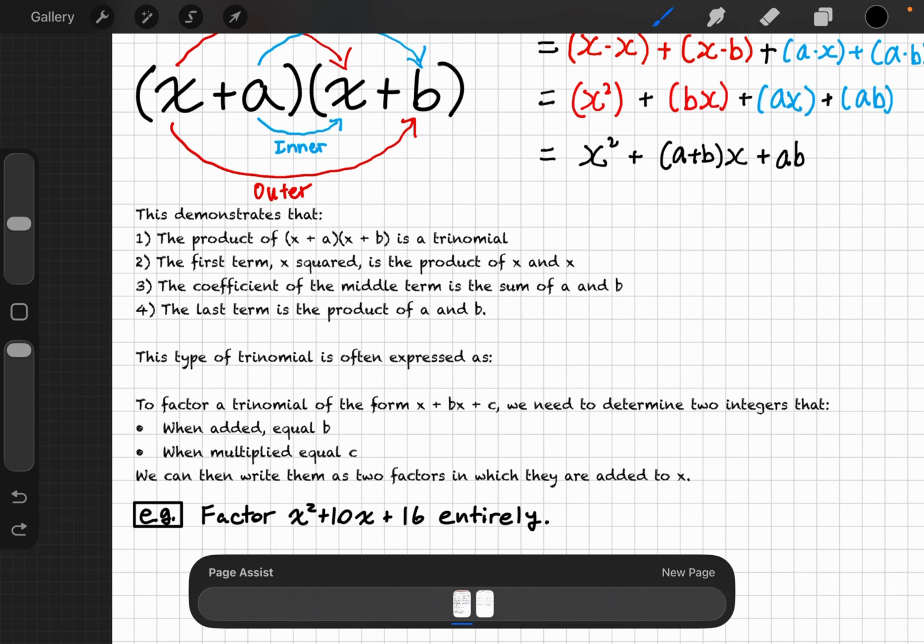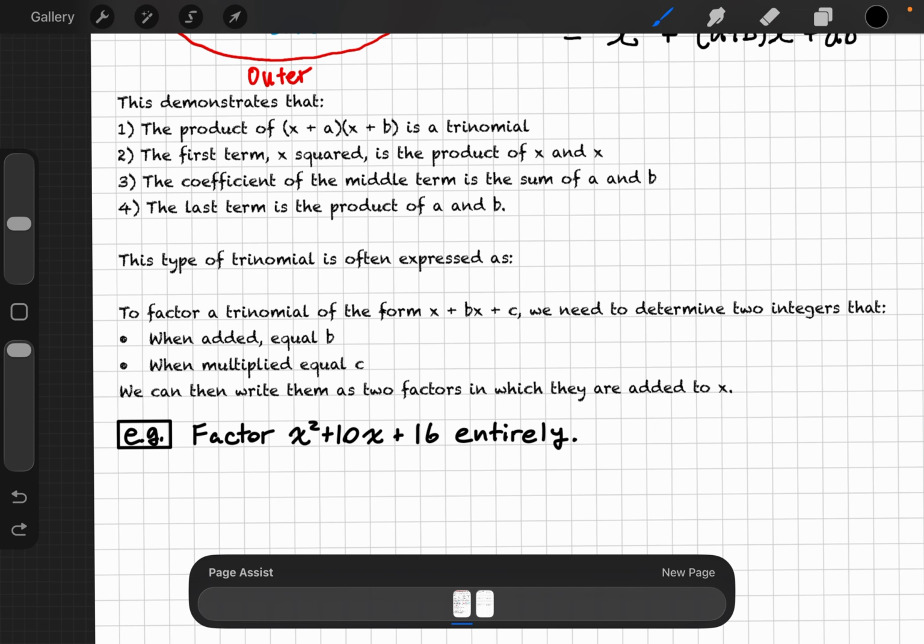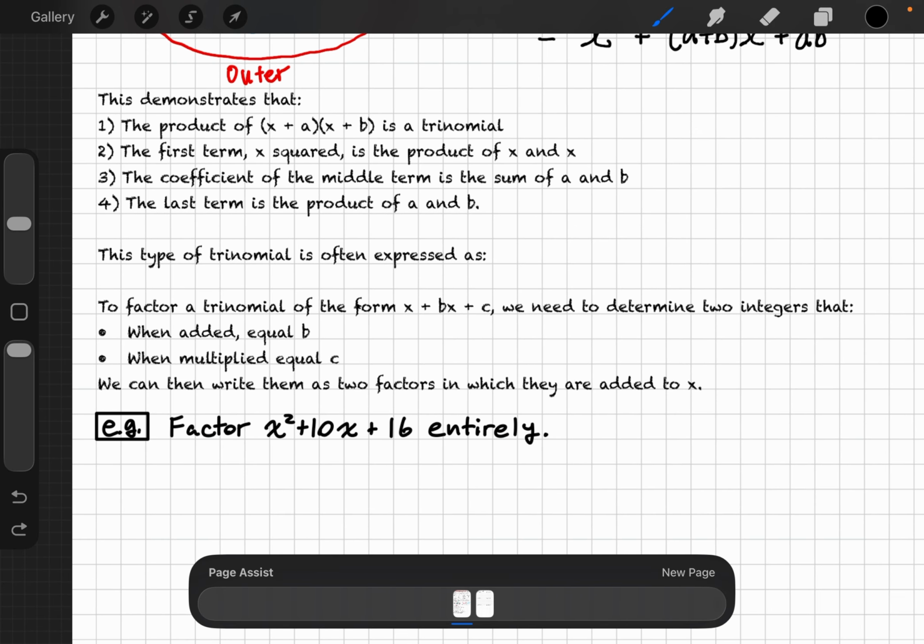This demonstrates that, 1, the product of x plus a times x plus b is a trinomial. 2, the first term, x squared, is the product of x and x. 3, the coefficient of the middle term is the sum of a and b. And 4, the last term is the product of a and b. This type of trinomial is often expressed as x squared plus bx plus c, which is what we're learning today.